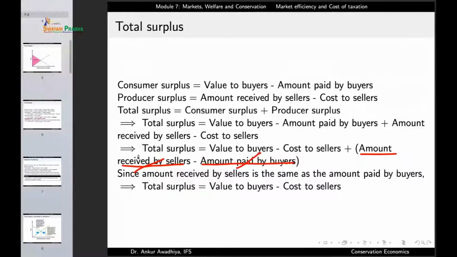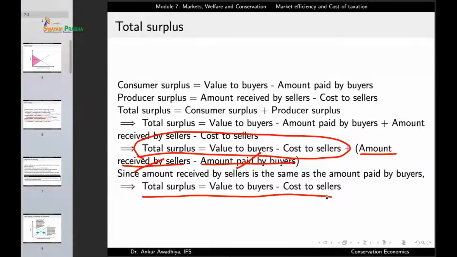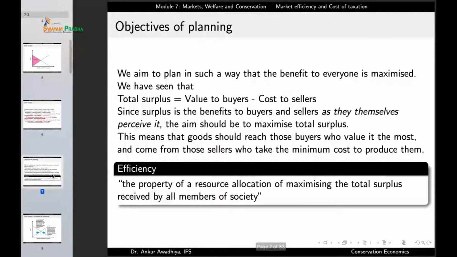And so, in that case, the total surplus becomes the value to the buyers minus the cost to the sellers. So this is the total surplus, value to the buyers minus cost to the sellers. And an objective of planning is to maximize this total surplus. Why? Because everybody in the market is either a buyer or a seller.